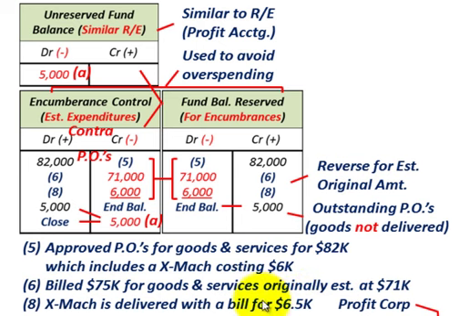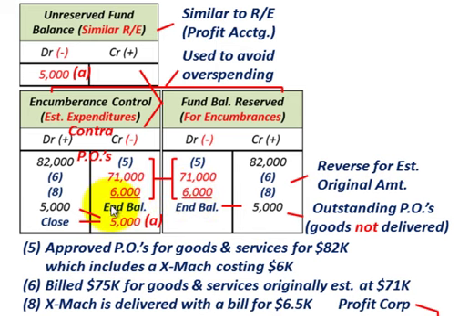So what we do here, and again, going back to our control accounts, we work off the original estimate we have here. So we've been billed $6,500, but we would enter it in our encumbrance control for $6,000. Reduce our encumbrance control by $6,000, and then our fund balance reserve, we'd be reducing that by $6,000.